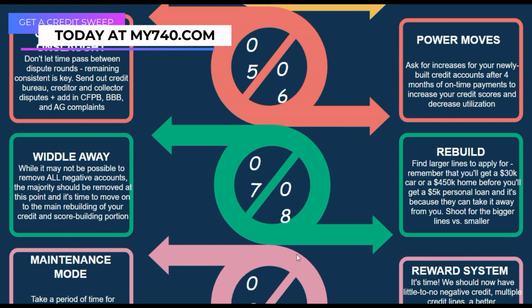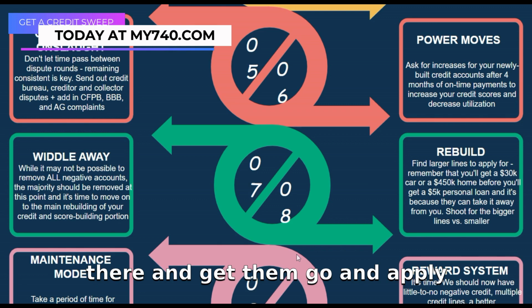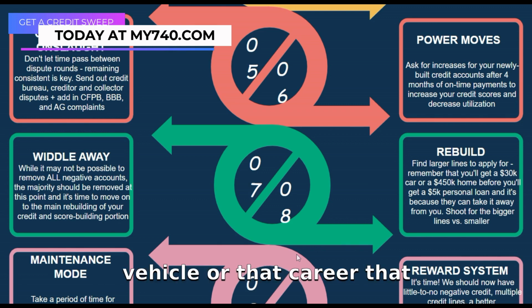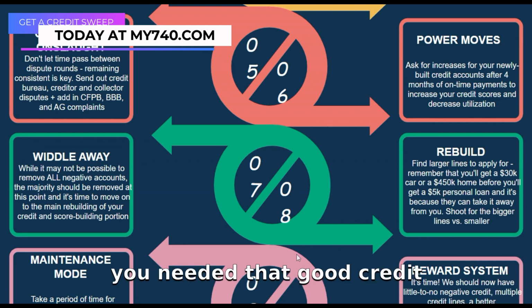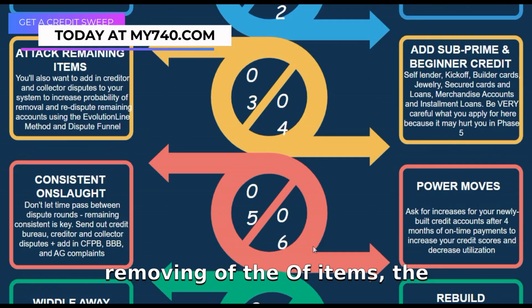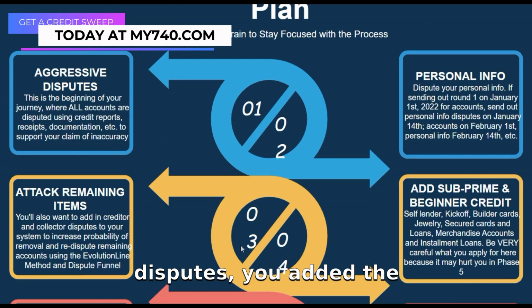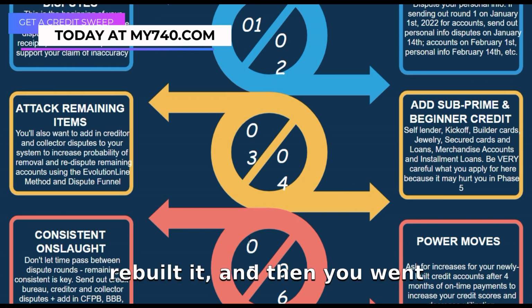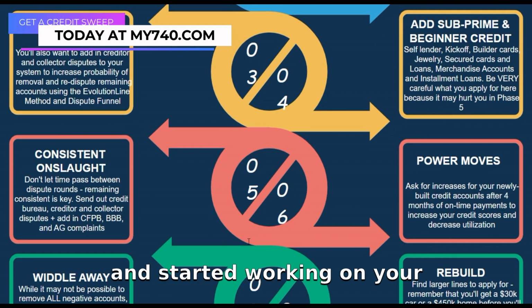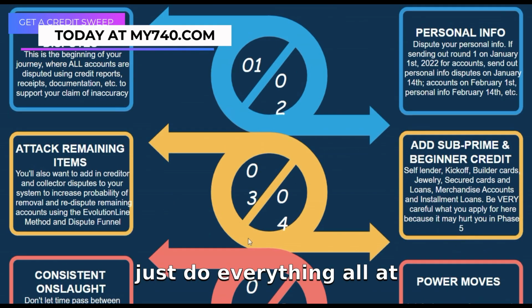And it's time. You should now have little to no negative credit, multiple credit lines, a better understanding of how credit works, and it's time to go out there and get them. Go and apply for that mortgage or that vehicle or that career that you needed that good credit for, okay? Because now you're ready. You already did the removing of the negative items, the personal information disputes, you added the smaller credit and you rebuilt it, and then you went and started working on your score. So as you can see, you don't just do everything all at once.